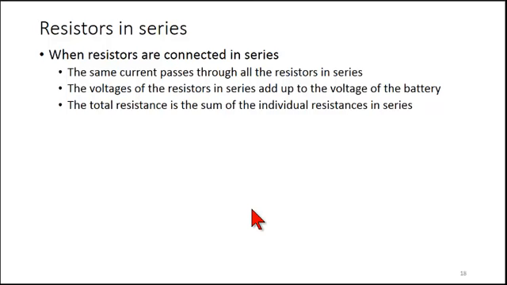So here, when we have three resistors in series, there are a few rules that will be applied. One is that the same current goes through all resistors in series. Second is that the voltages of the resistors add up to the total voltage of the battery. And then the rule for the combination of resistances is a simple addition. So you add up the resistances of the resistors and you get the total resistance.